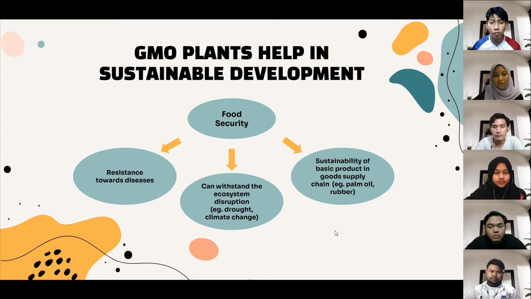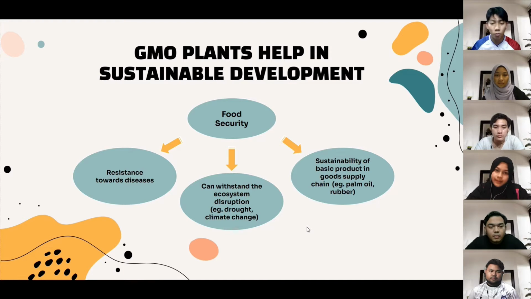The first one is resistance to disease, which means GMO plants can protect us from getting any bad disease. Because they have a very good quality, Malaysian people can use them easily every day. Okay, the next one is that they can withstand ecosystem disruption, such as drought and climate change.